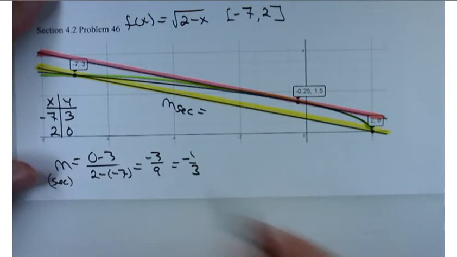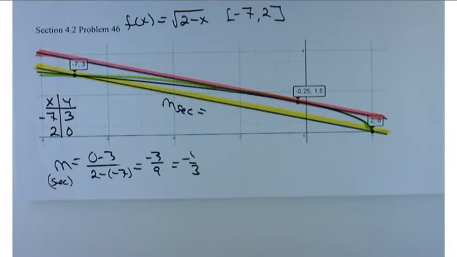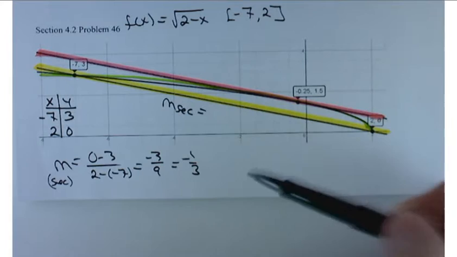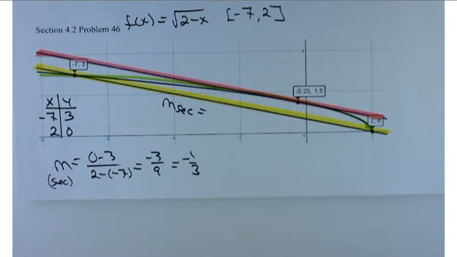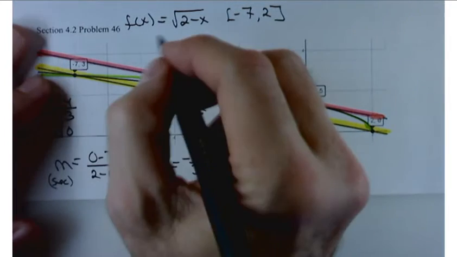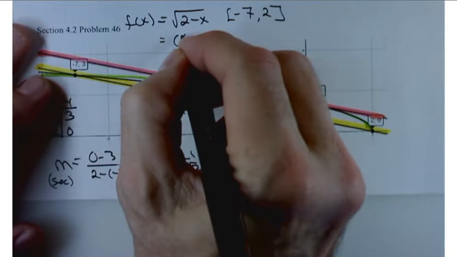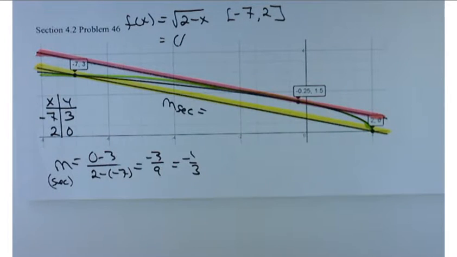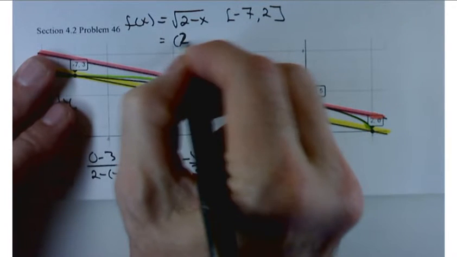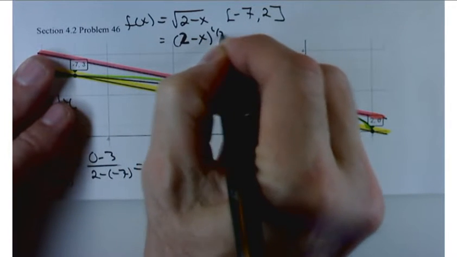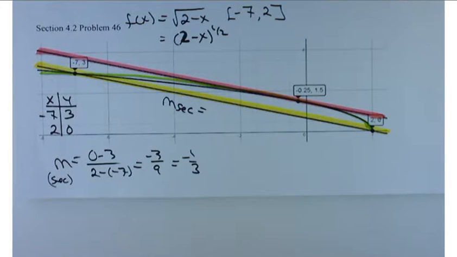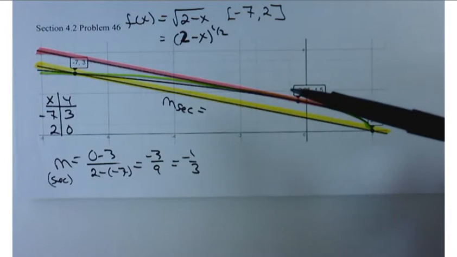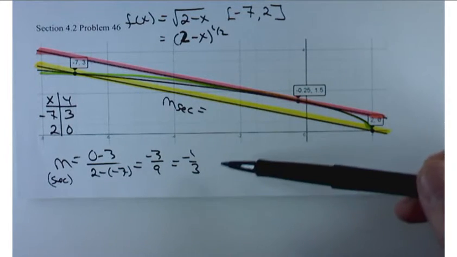We need to find the place where the slope of the tangent line equals the slope of the secant line. What measures the slope of the tangent line? One more time. Derivative. Good. So 2 minus x to the 1/2 power. So in order to find where the slope of the tangent line equals the slope of the secant line, I first have to calculate the derivative.